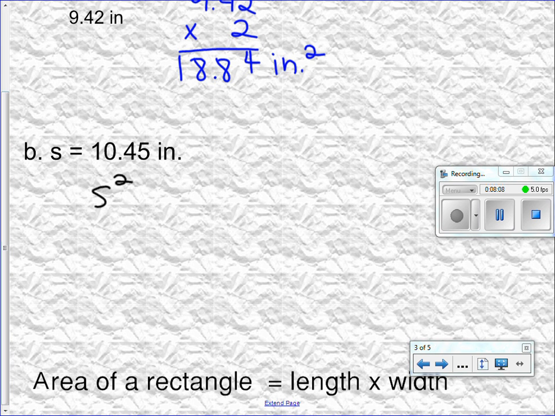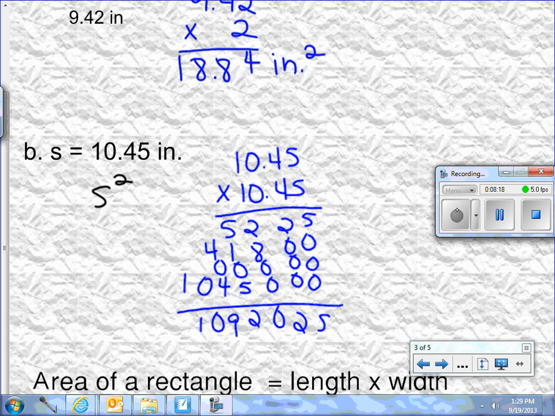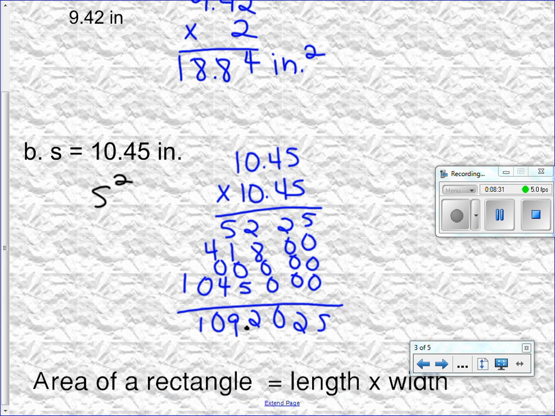So it's going to be 10 and 45 hundredths times 10 and 45 hundredths because it is a square and all the sides are the same. After you've multiplied 10 and 45 hundredths times 10 and 45 hundredths, we're going to move our decimal place to the left 4 times. 1, 2, 3, 4. Our final answer being inches squared.